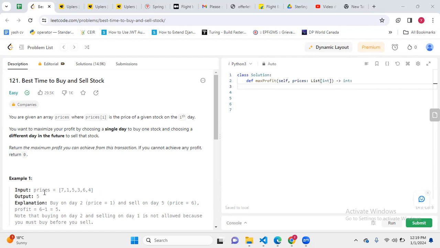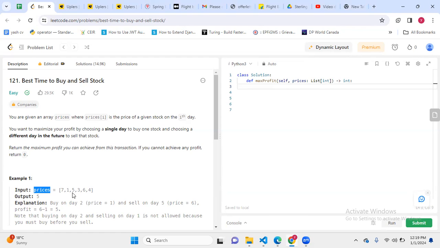So let's see this example. Prices are 7, 1, 5, 3, 6, 4. We can see 1 here, 6 here, 6 minus 1 is 5. So we can buy on day 2 when the price is 1 and sell on day 5 when the price is 6. So the profit is 6 minus 1, which is 5. We need to note that buying on day 2 and selling on day 1 is not allowed, because you must buy before you sell.